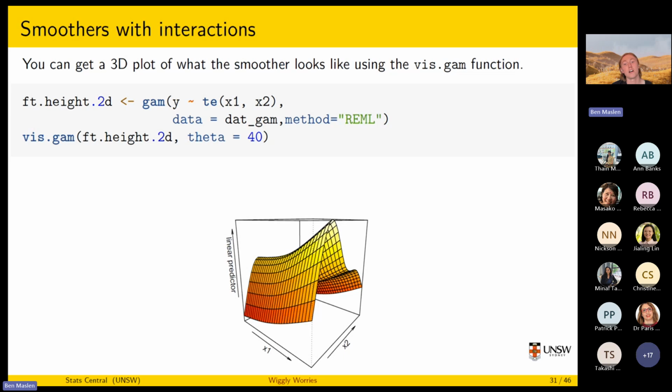You can also, as I said before, fit an interaction between two continuous variables. We're going to use a tensor smoother here, and we can have a look at what this looks like. It's fitting a surface, basically. So our fitted values depend on this surface, and the values of x1 and x2 along this fitted surface.